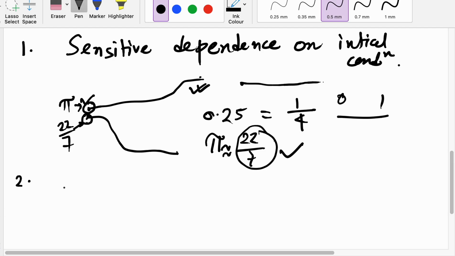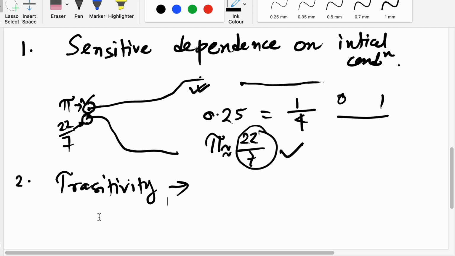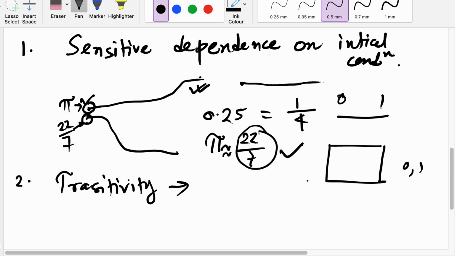And the other thing is transitivity. I will go deeper into this concept later; for the sake of introduction, I will just say these things. Transitivity means, in a lucid way, suppose you define your system in such a way that it takes only values between 0 and 1. If you take any initial condition and look at its future, transitivity says it will cover almost every region of the interval 0 to 1.